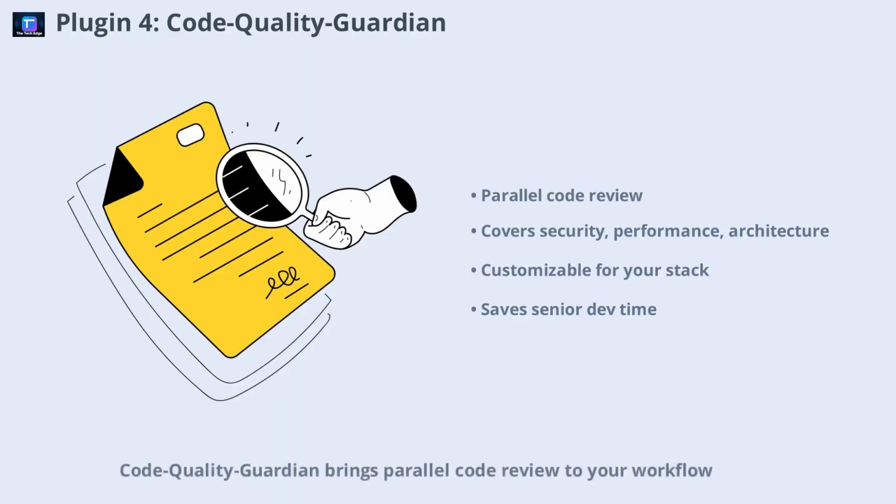Code Quality Guardian brings parallel code review to your workflow. It deploys specialized agents to analyze security, performance, maintainability, and architecture all at once. A comprehensive review that used to take 75 minutes now completes in just 3 minutes. You can even customize agents for your tech stack, ensuring every pull request meets your team's exact standards. This plugin enforces quality and consistency, freeing up senior developers for higher value work.